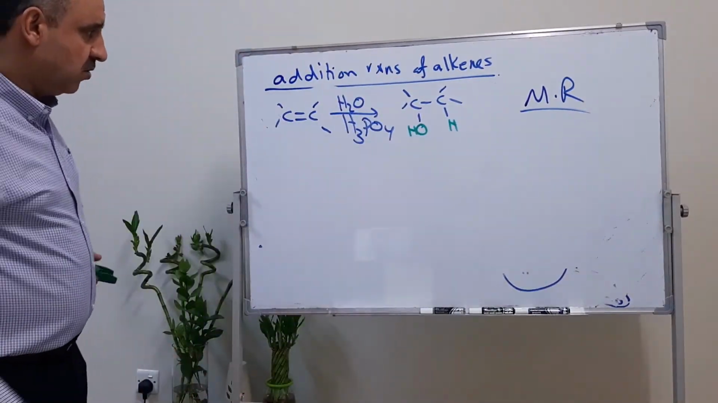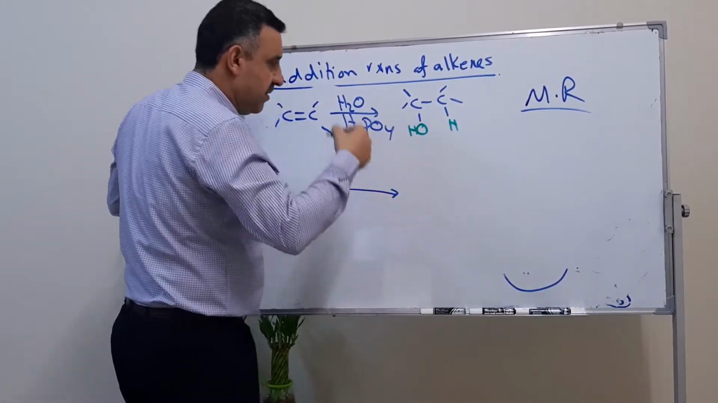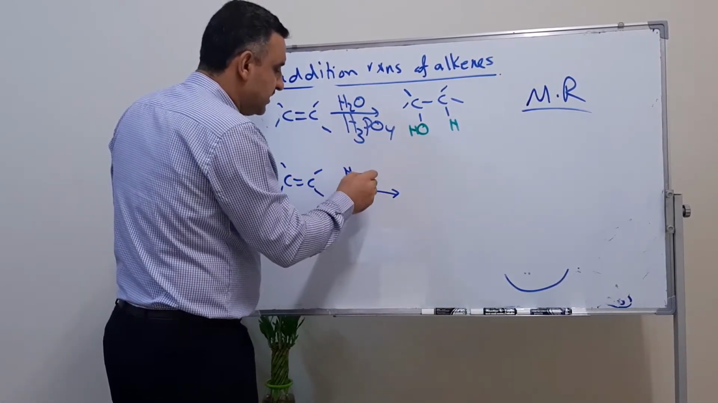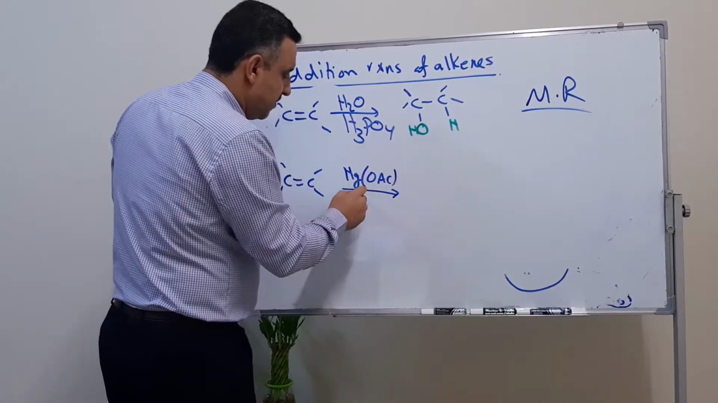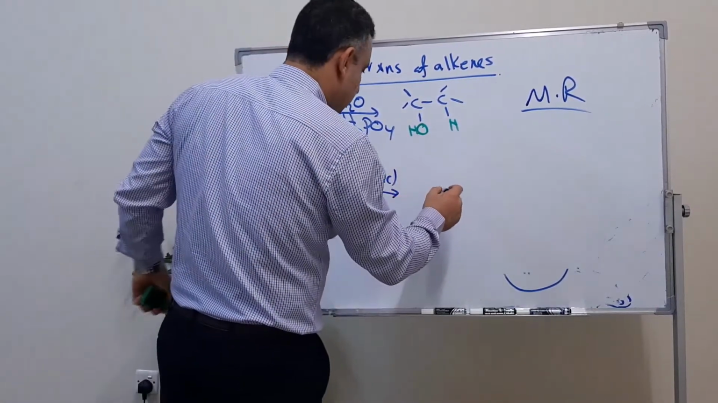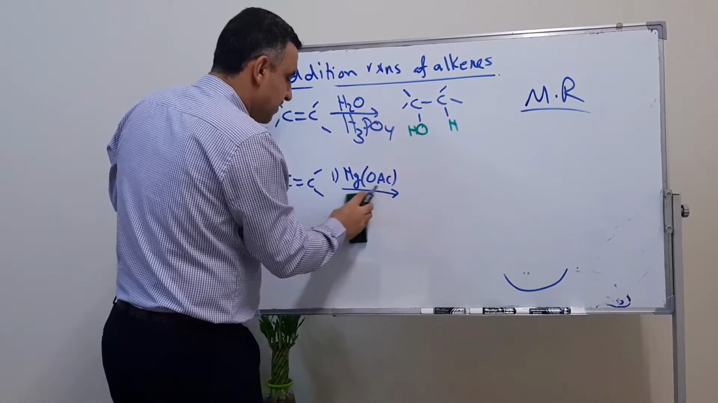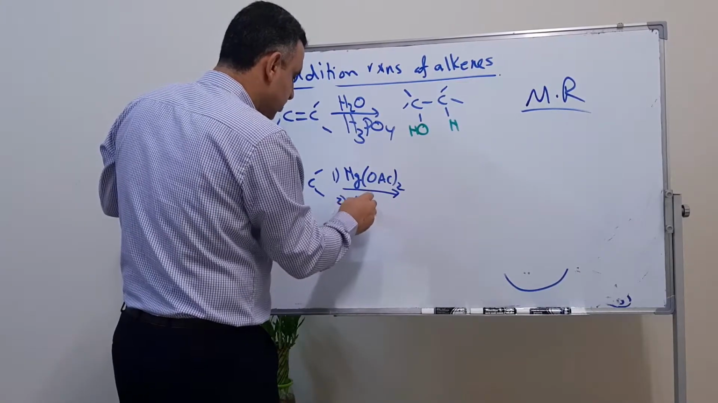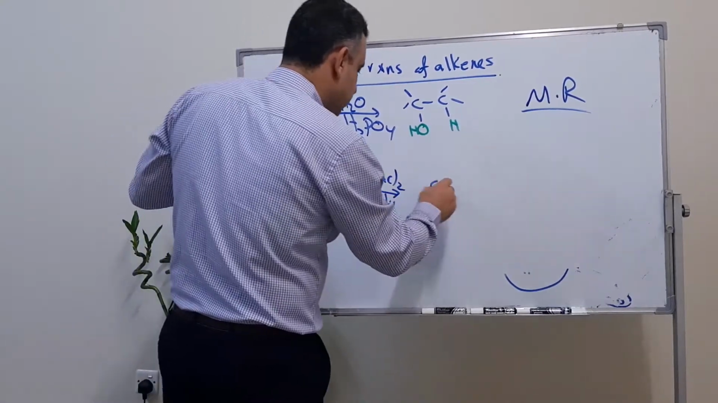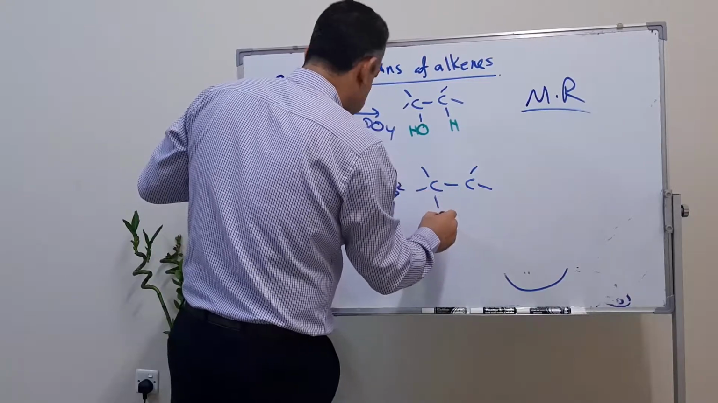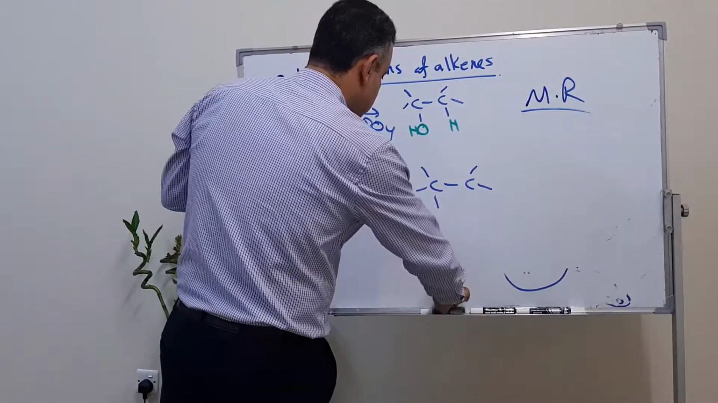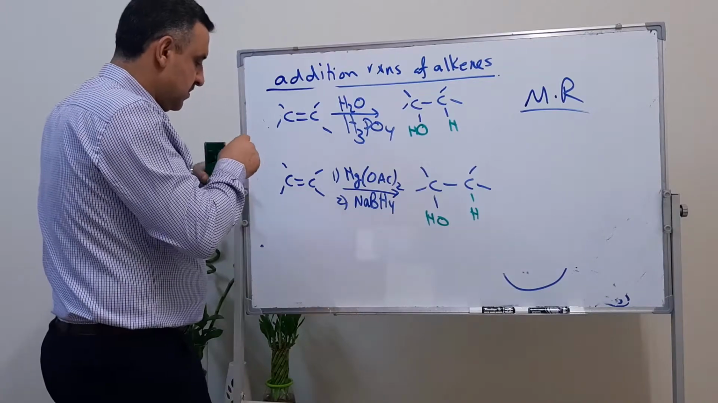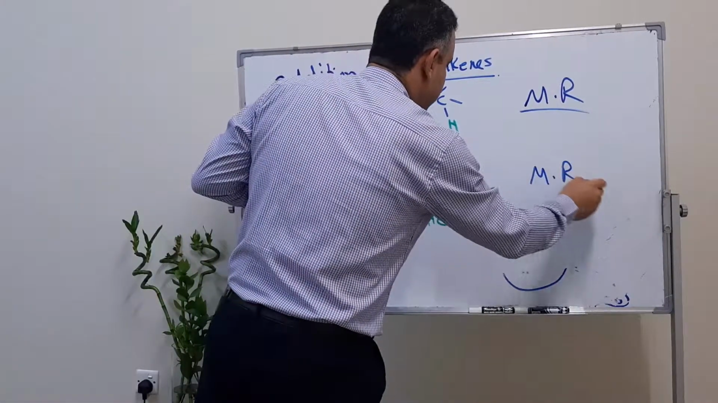It's Markovnikov's rule. Similarly, we may get the same product if we allow the alkene to react first with mercuric acetate in the presence of H plus, and then the second step will be sodium borohydride. It's like a reduction of the mercury, and then we are going to get again similarly OH and hydrogen. So again, this reaction is a Markovnikov addition reaction.